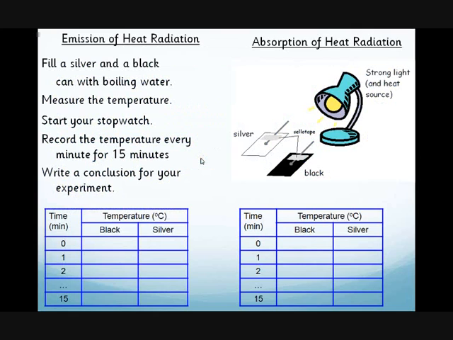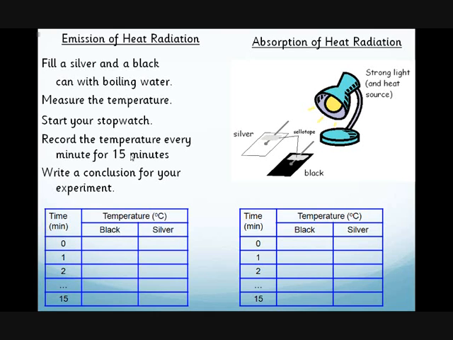So I wanted to remind you of the two practicals you did in lesson. The first practical was filling a silver and a black can with boiling water, and you measure the temperature, start your stopwatch, and then you record the temperature every 15 minutes to see how much the silver can and the black can cool down. This was to do with emitting heat, because you were seeing how good or bad the black and silver were at emitting heat.